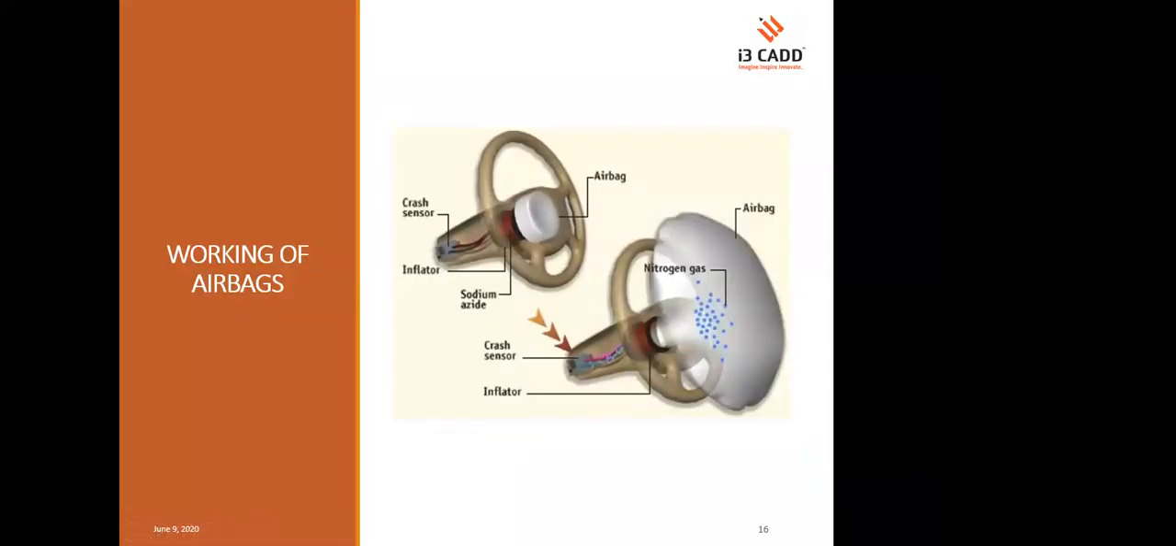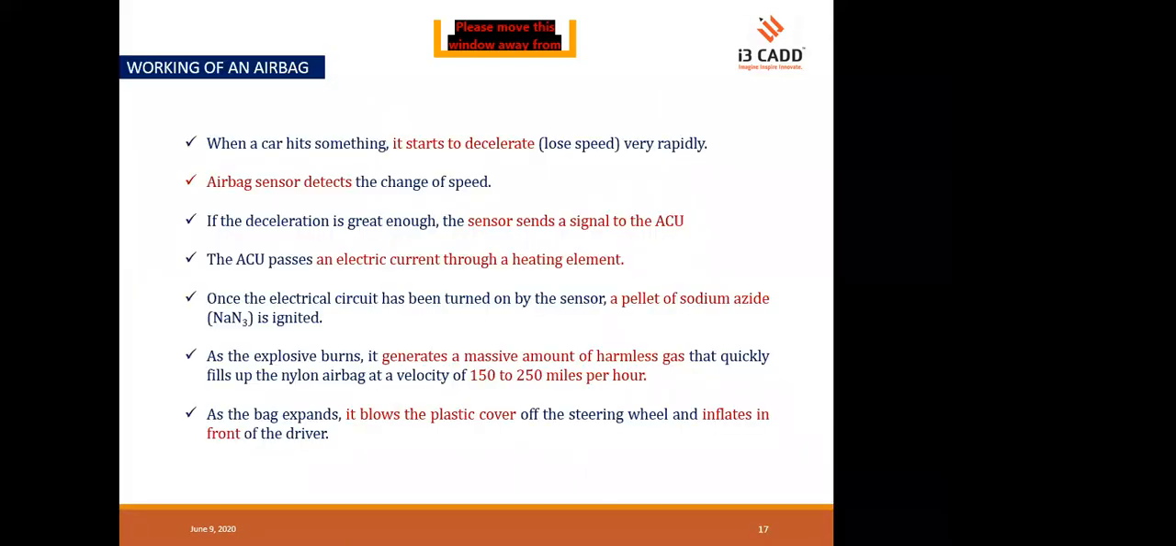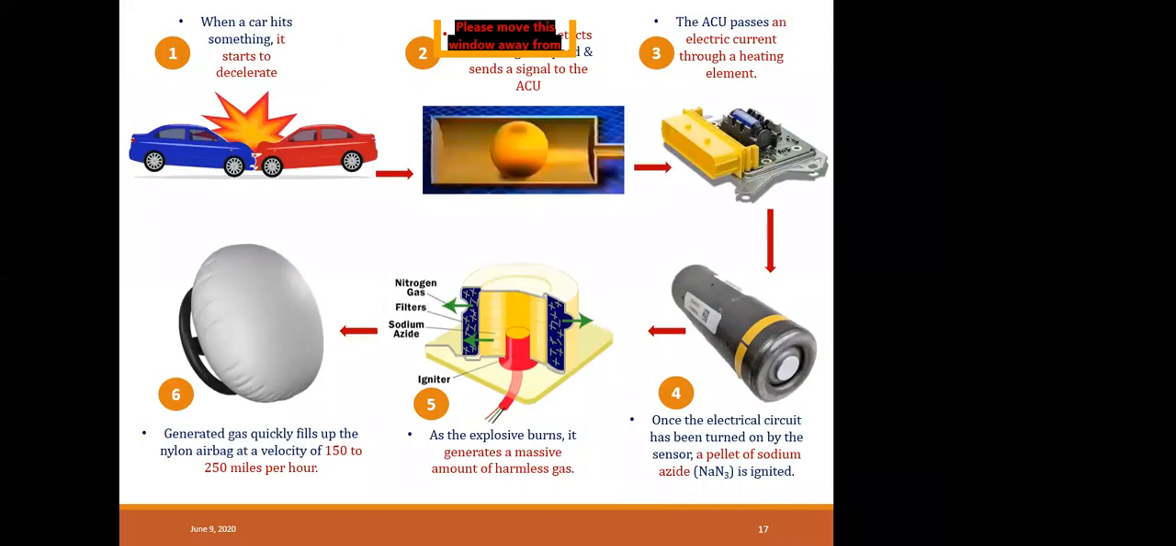Now, the working of the airbag. These are the components, but now we are going to see how it is exactly working. Here is some theory, but we can discuss the working with the help of some pictures here. Yes, it is very good. The first thing, whenever a car hits something, it starts to decelerate. Can you agree with me?